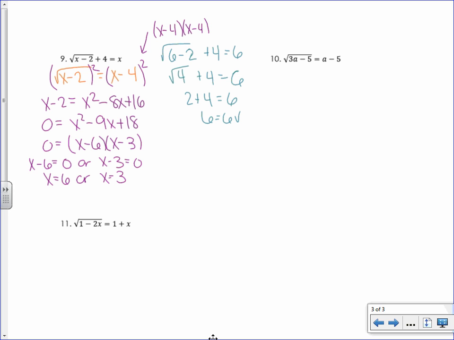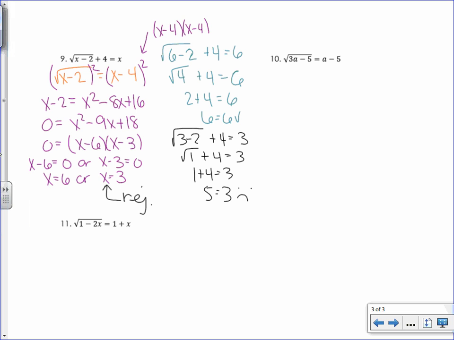And then I gotta check 3, right? So now I've got the square root of 3 minus 2 plus 4 equals 3. This is the square root of 1. Which I'm getting 1 plus 4 equals 3, and I don't know about you, but 5 definitely does not equal 3. So we have to reject x equals 3 because it is an extraneous root. All right, dos más, I think.